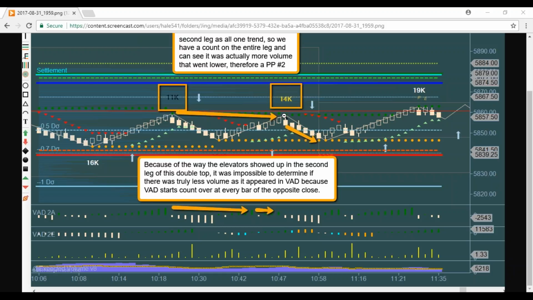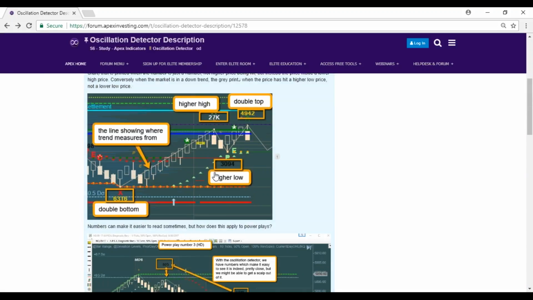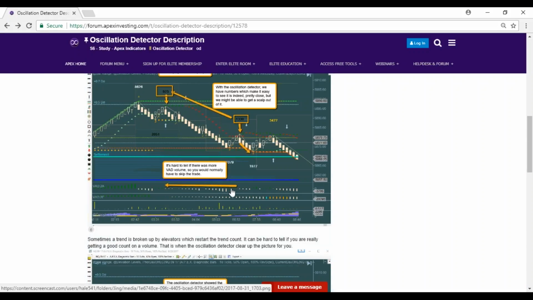Anthony says, wow, reading the OD numbers is so much better than trying to compare sizes of similar VAD bars. Yeah, when they're super small and you can't really tell on the VAD, like that little bit and that little bit, those numbers just make it very clear. And again, those double tops and double top audio alerts, just super cool.